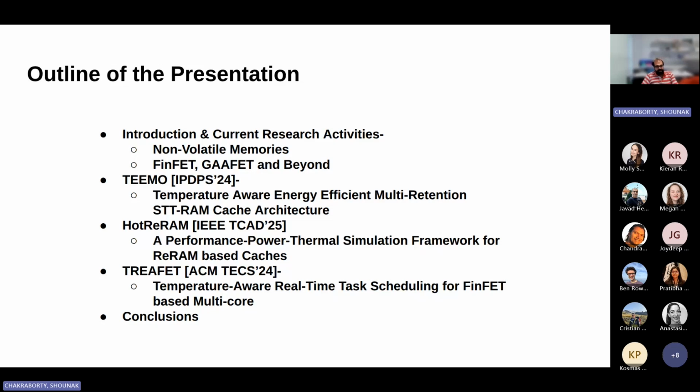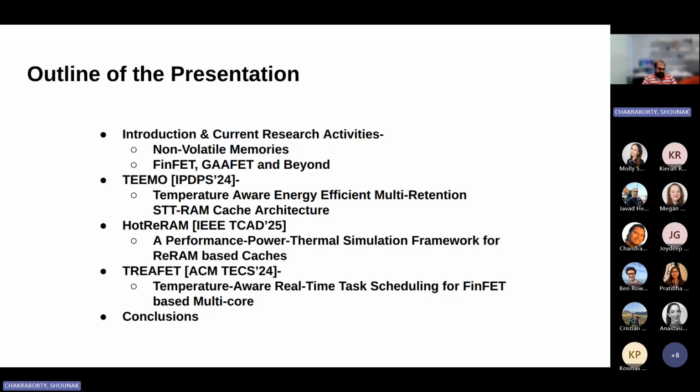Here is the outline of the presentation. I'll give you a brief introduction of my current research activities at the beginning, where I'll mostly cover two different avenues. The first is non-volatile memories, like STT-RAM or magnetic RAM, and resistive RAM or memristor. Followed by that, I'll also give you a brief on 3D field effect transistors like FinFET, GAAFET, and so on.